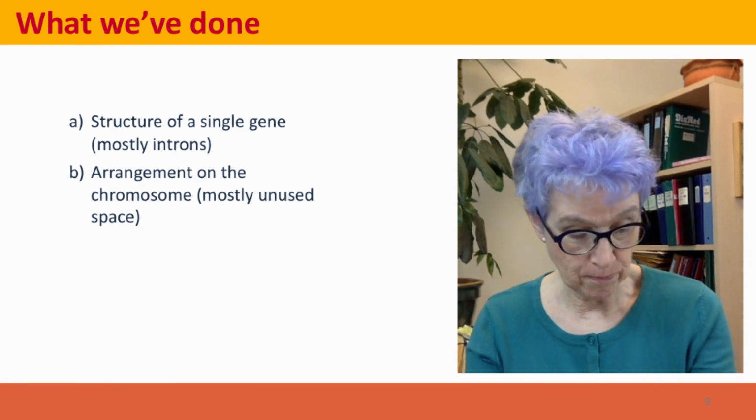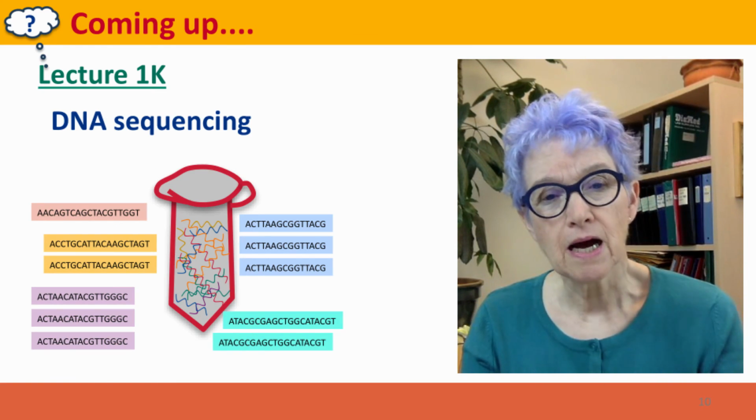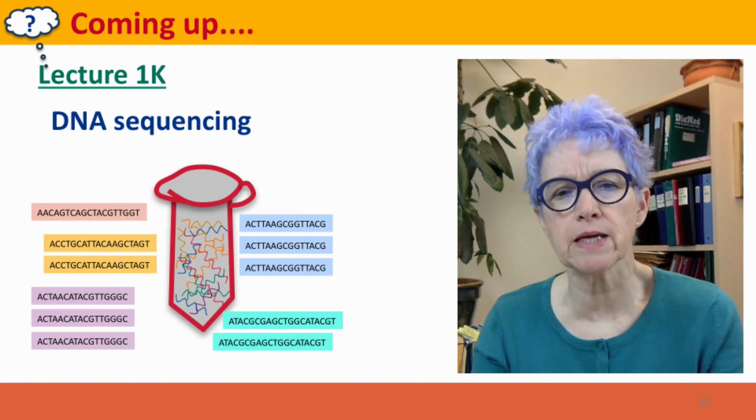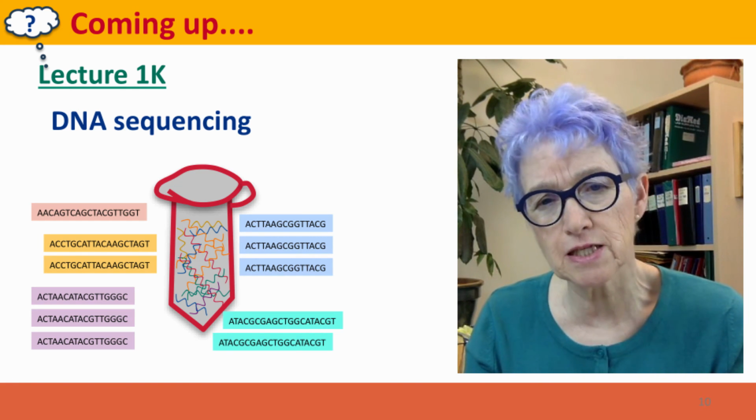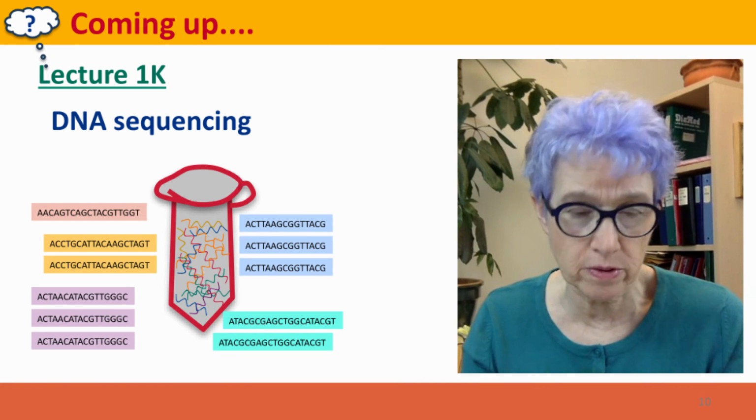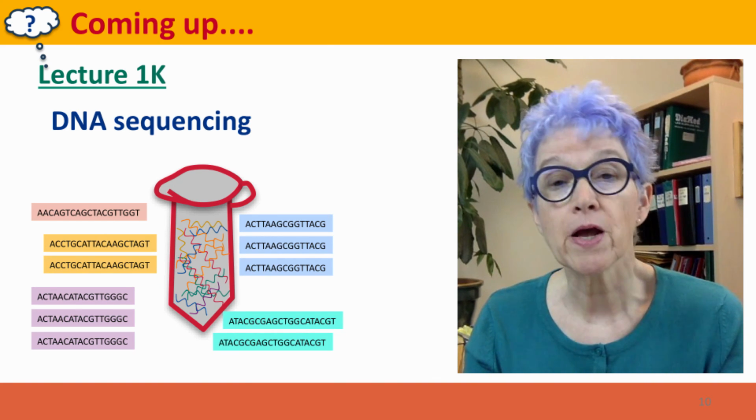But despite mostly being introns and unused space, there's still millions of base pairs coding for protein on each of our chromosomes. Now, coming up next, I'm going to take a few minutes to talk about DNA sequencing, just because DNA sequencing has become so important to our understanding of genetics. I hope to see you there.